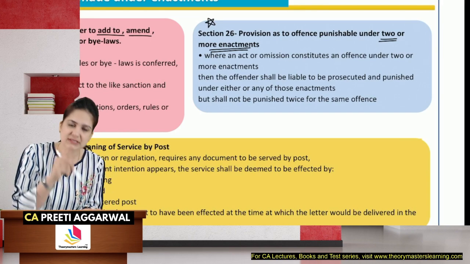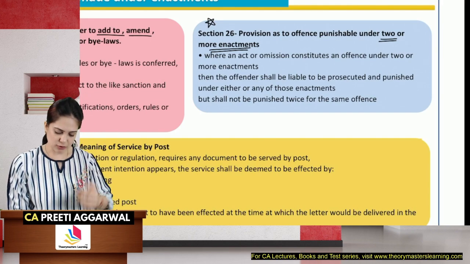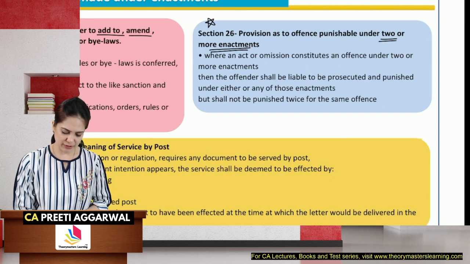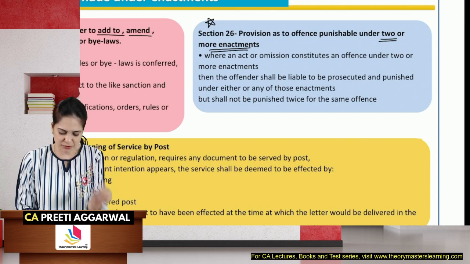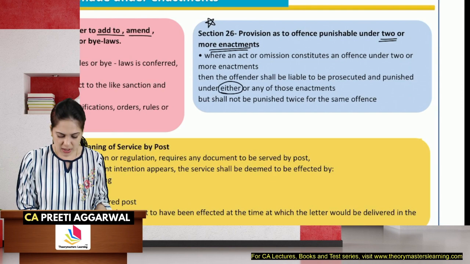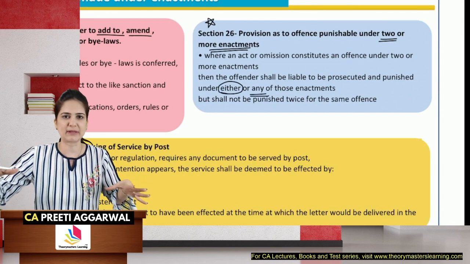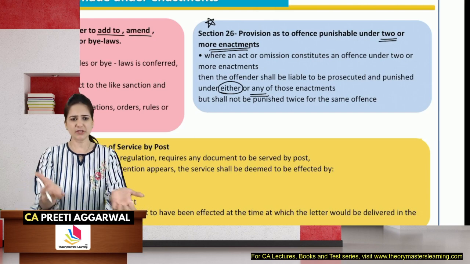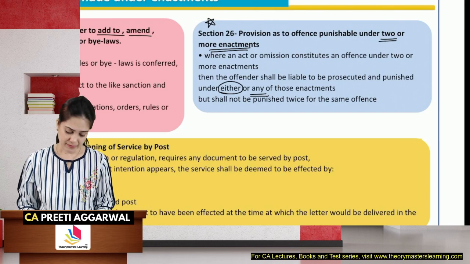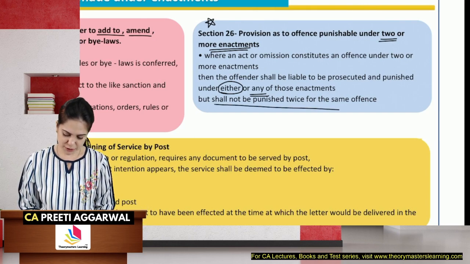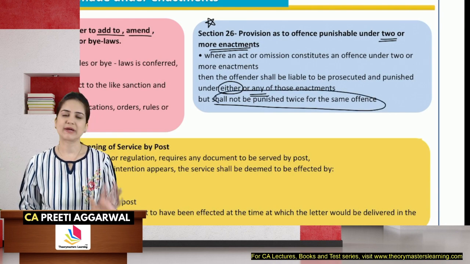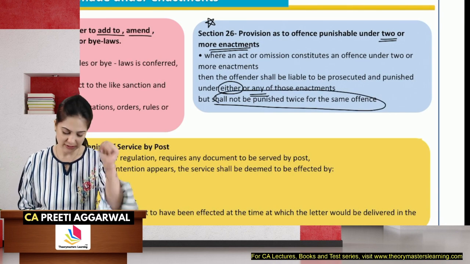but you cannot punish the person for the same offence twice. Where any act or omission constitutes an offence under two or more enactments, then the offender shall be liable to be prosecuted and punished under either or any of those enactments. So if two or three are applicable, you decide which punishment is to be applied. But he shall not be punished for the same offence twice. Okay, he cannot be punished for the same offence twice.